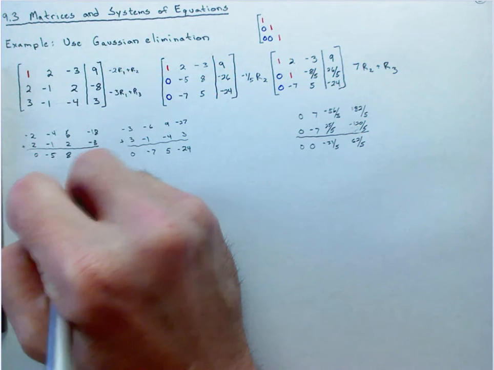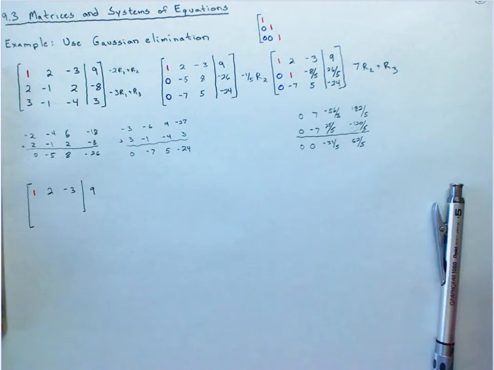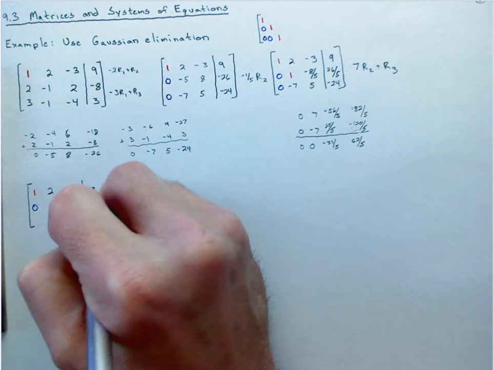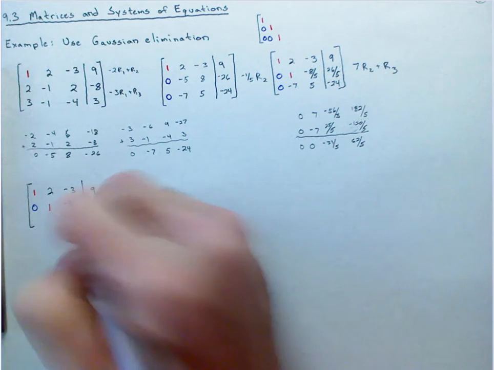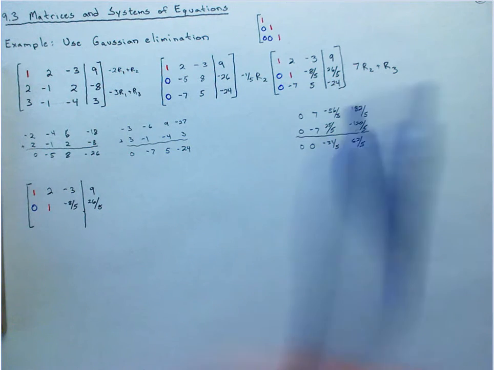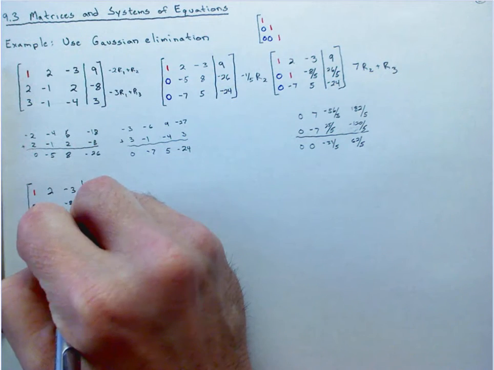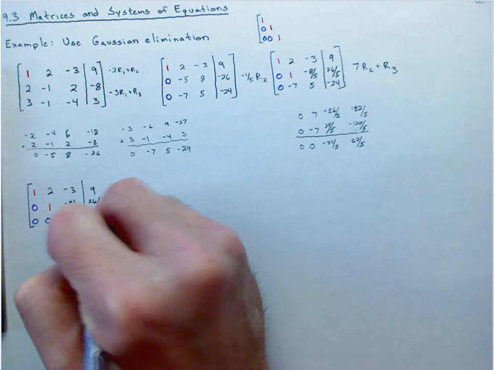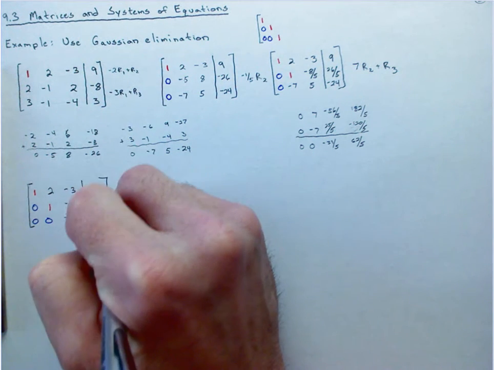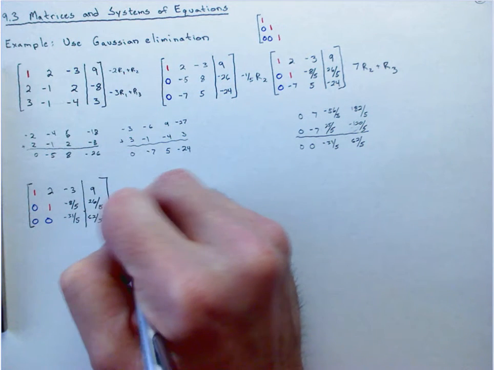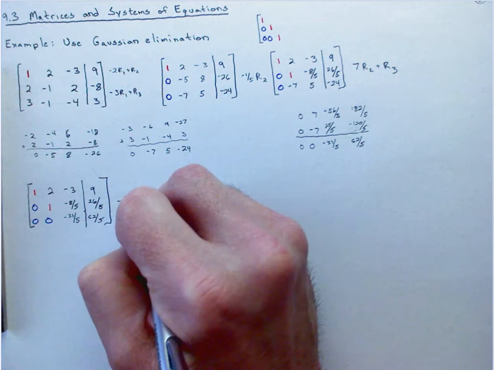So row 1 is 1, 2, negative 3, 9. Row 2 is 0, 1, negative 8 fifths, 26 fifths. And then here's my answer down here for row 3: 0, 0, negative 31 fifths, 62 fifths. One more step. I need to turn that into a 1. So I say negative 5/31 times R3.